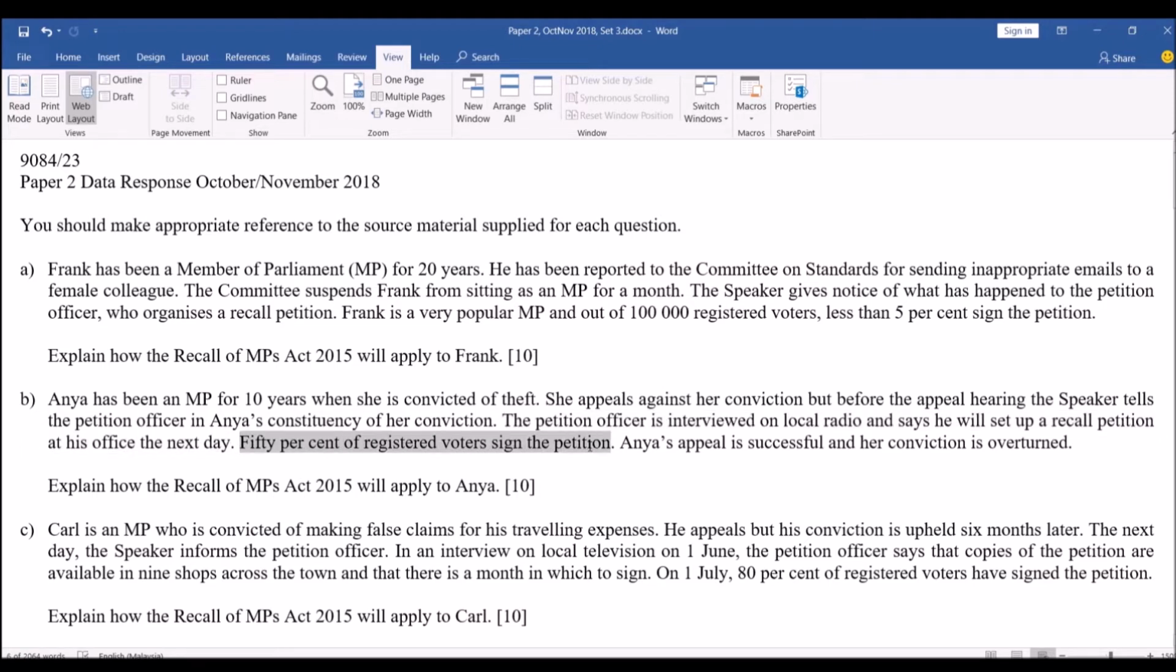50% of registered voters signed the petition. Anya's appeal is successful and her conviction is overturned. Explain how the Recall of MPs Act 2015 would apply to Anya.